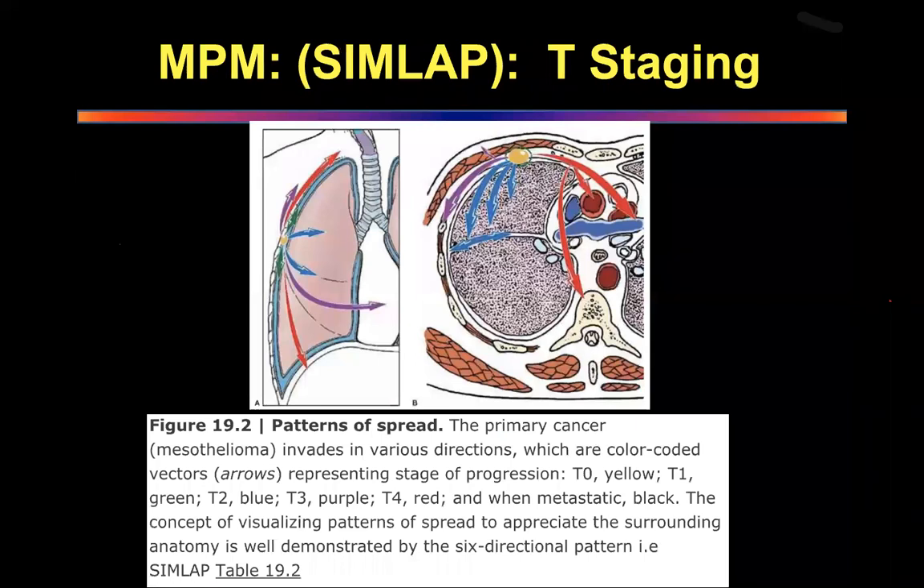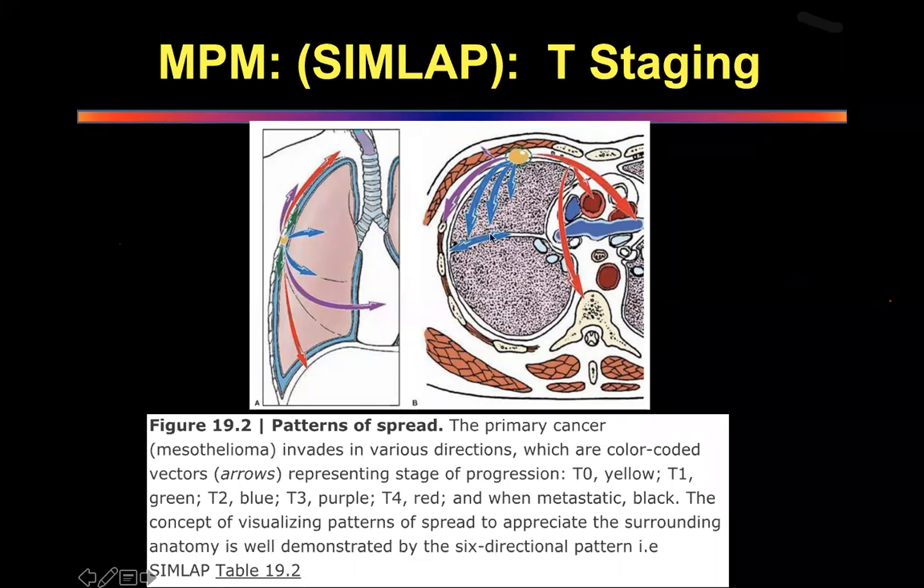So let's look at the first, T staging. The most important thing is T staging. Now this is a very easy picture to understand. That's why I put it up here. This is called a SIMLAP. A SIMLAP is superior, inferior, medial, lateral, anterior, and posterior. This was an easy staging system that they had put up to understand the T staging of mesothelioma. So what you have to do here is look at the colors.